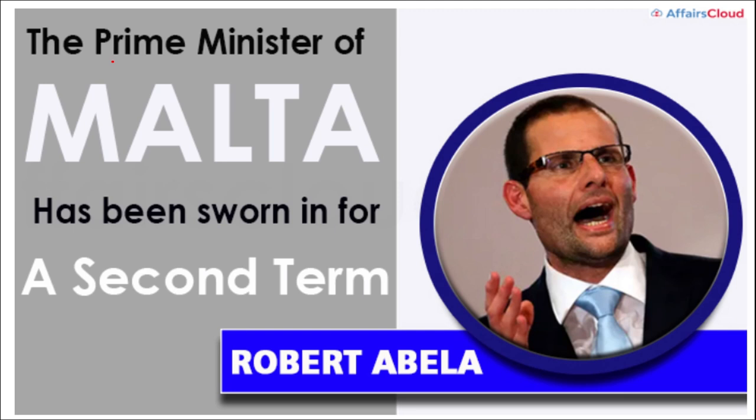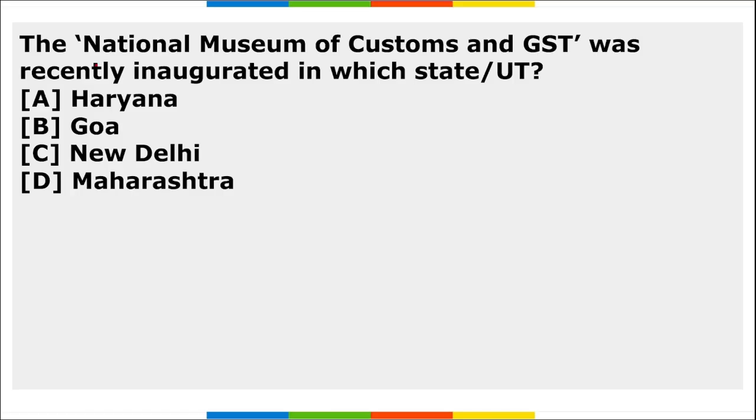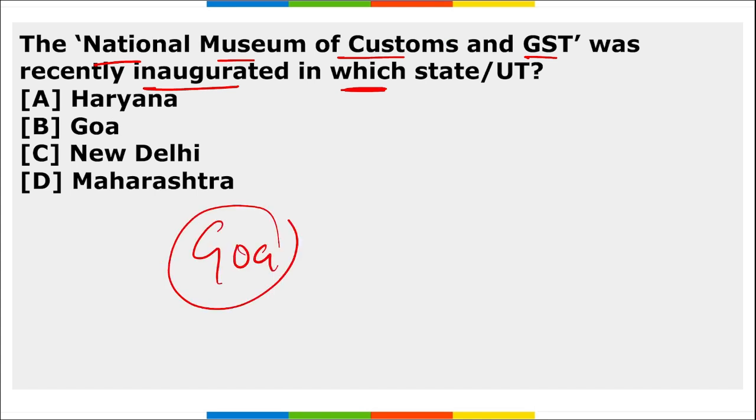Next we'll be talking about the Prime Minister of Malta. Recently, for the second term, Robert Abela has been appointed as the new Prime Minister of Malta. This is the second term of Robert Abela, as you can see him in the picture. Now the next question is, the National Museum of Customs and GST was recently inaugurated in which state? It was inaugurated in Goa.